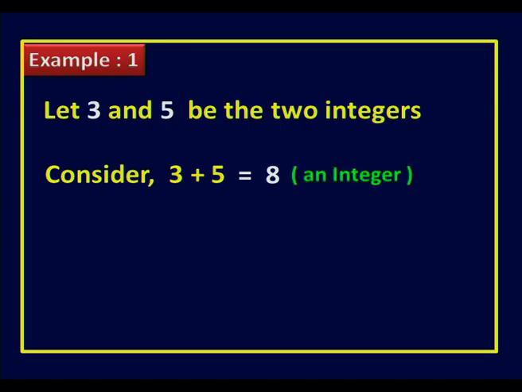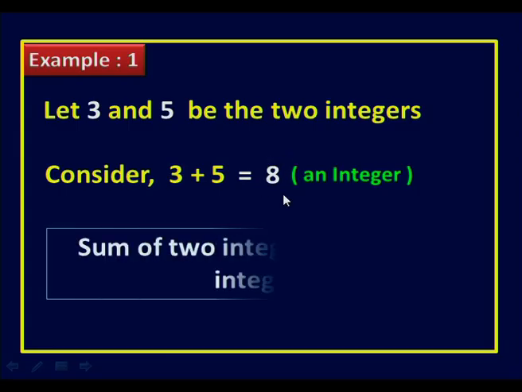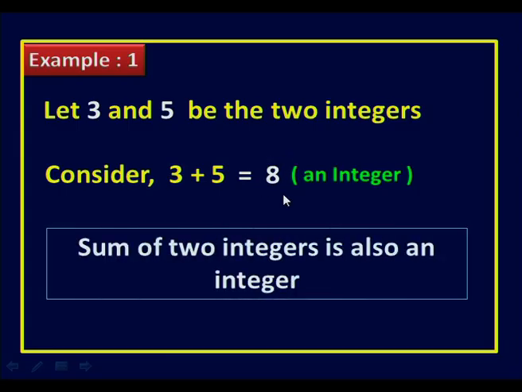Now, what is 8? Yes, it is also an integer. That means, I have taken two integers, 3 and 5, and I added them. When I added these two integers, I got another integer. That means, I can say the sum of two integers is also an integer, isn't it, children? Let us take one more example here.